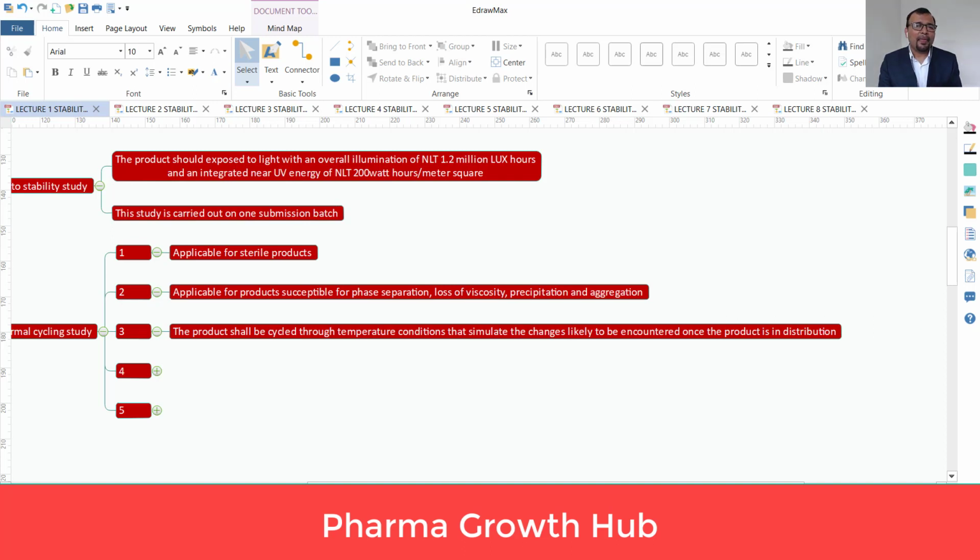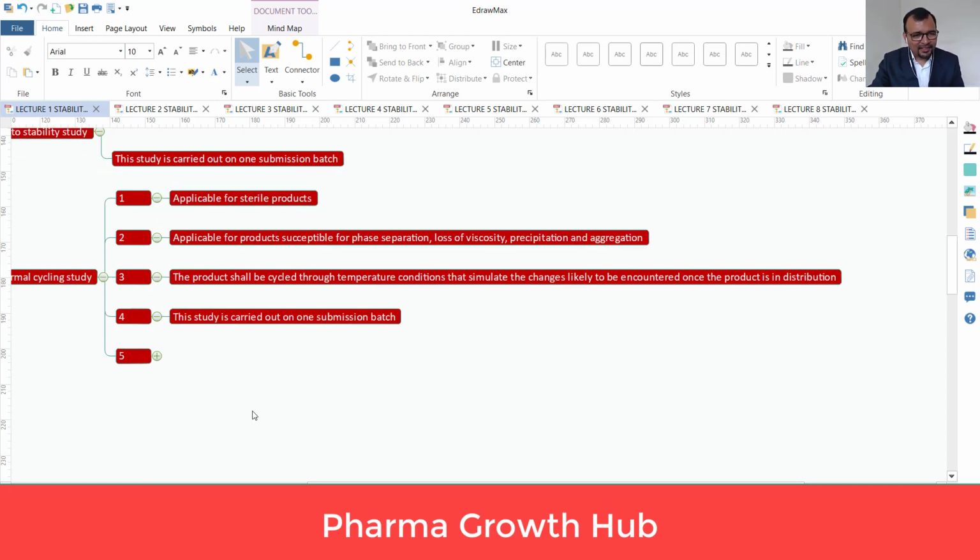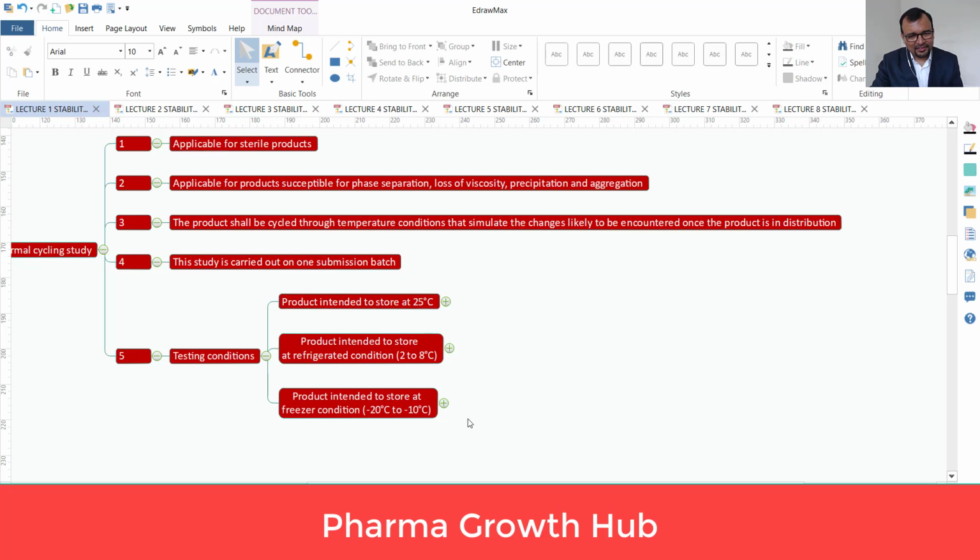You must study a product's stability not at a constant temperature but by varying the temperatures, and that must mimic the distribution scenario, and we will see what the various conditions are. The next point is the study is carried out on one submission batch. As with the photostability study, you need not conduct the thermal cycling study for all 3 submission batches but with only one batch. Now let us understand what the testing conditions are, right?